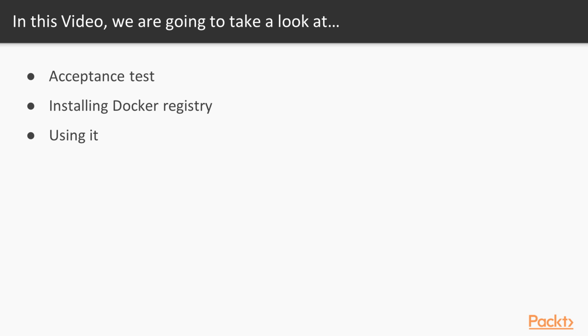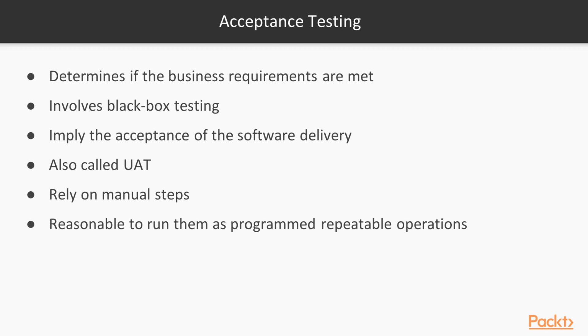In this video, we're going to learn about acceptance test, and then install Docker Registry and finally use it. Acceptance testing is a test performed to determine if business requirements or contracts are met. It involves black box testing against a complete system from a user perspective, and its positive result should imply the acceptance of the software delivery.